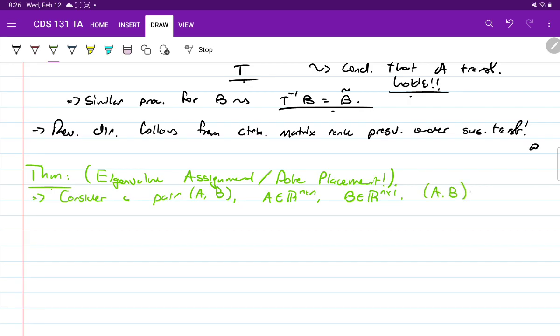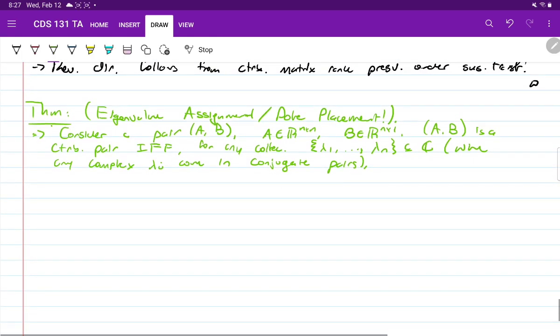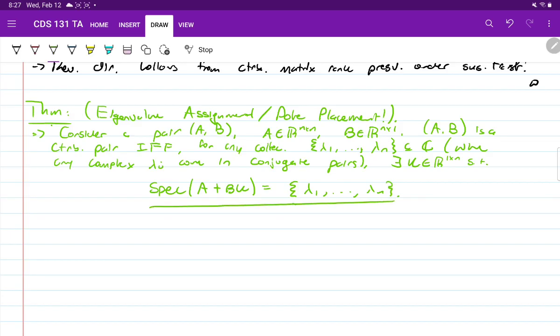Then A, B is a controllable pair if and only if for any collection lambda 1 all the way through lambda n, a subset of C, where any complex lambda i come in conjugate pairs, there exists a matrix K in R^(1 by n) such that the eigenvalues, or spectrum, of A plus BK is precisely equal to this collection lambda 1 through lambda n. Okay? So our system is controllable if and only if we can put the eigenvalues of A plus BK wherever we want by choice of K. Okay?